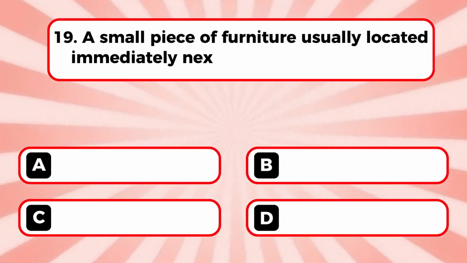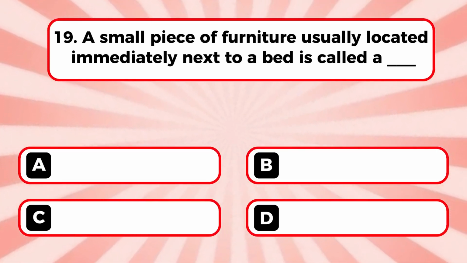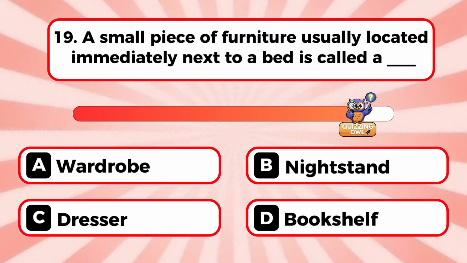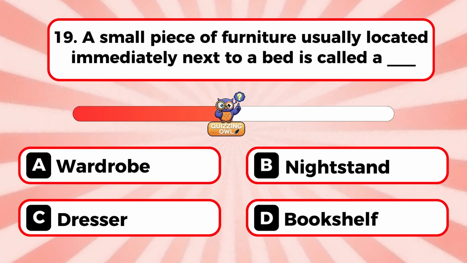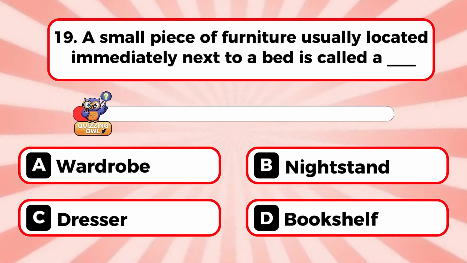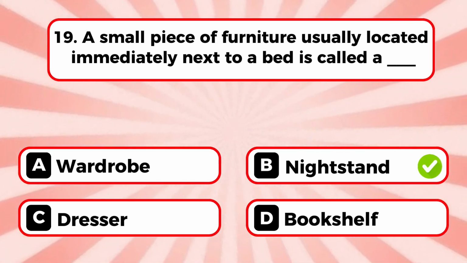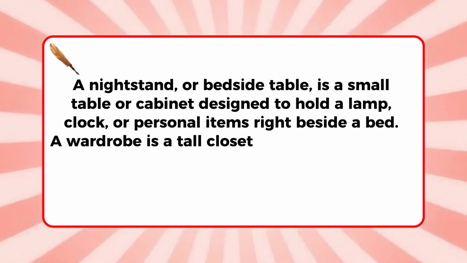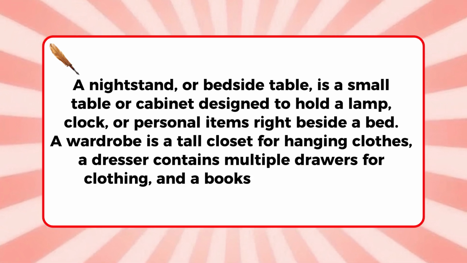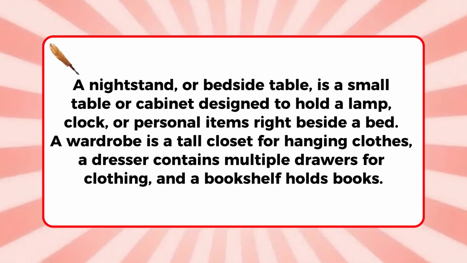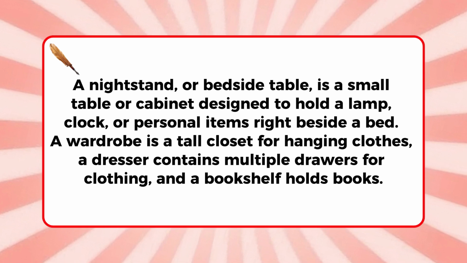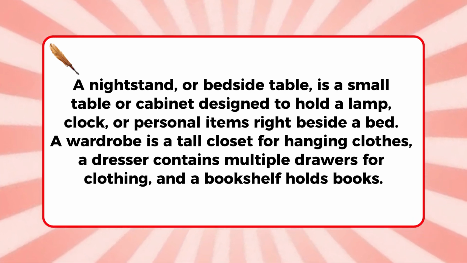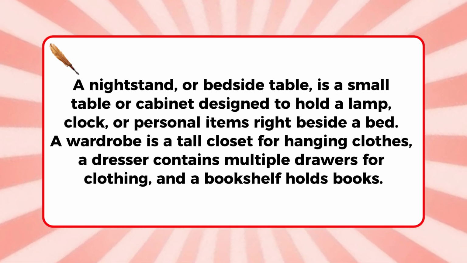19. A small piece of furniture usually located immediately next to a bed is called a _____. A nightstand or bedside table is a small table or cabinet designed to hold a lamp, clock, or personal items right beside a bed. A wardrobe is a tall closet for hanging clothes. A dresser contains multiple drawers for clothing, and a bookshelf holds books.